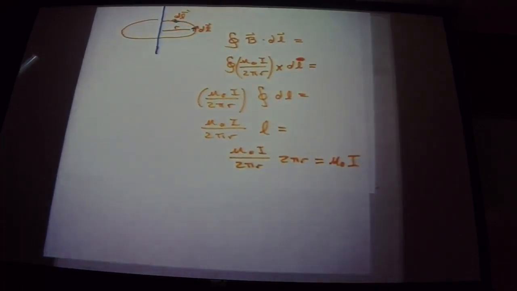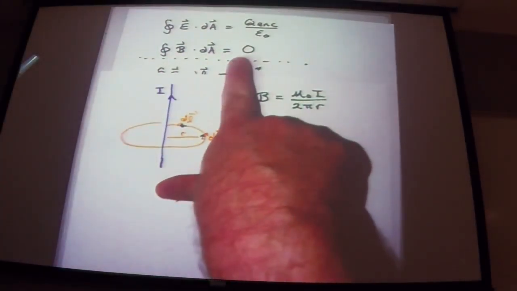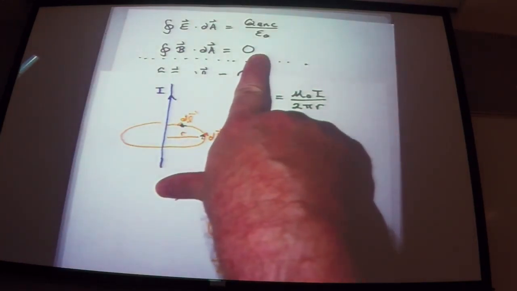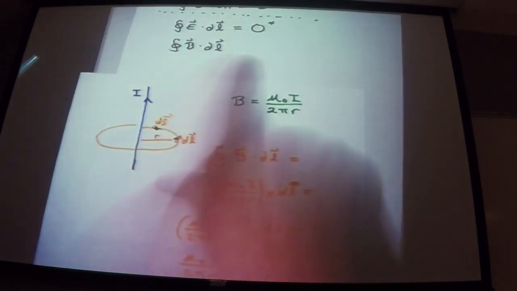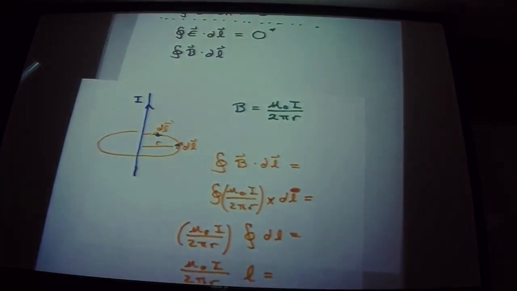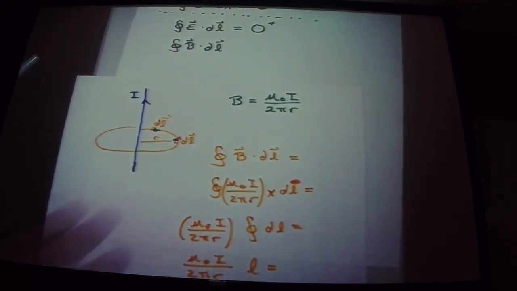The other important thing about this is that we can use this only because the integral is equal to something that is not 0. If this ended up being 0, we couldn't use that either, because there's no way to know. But it's not 0.